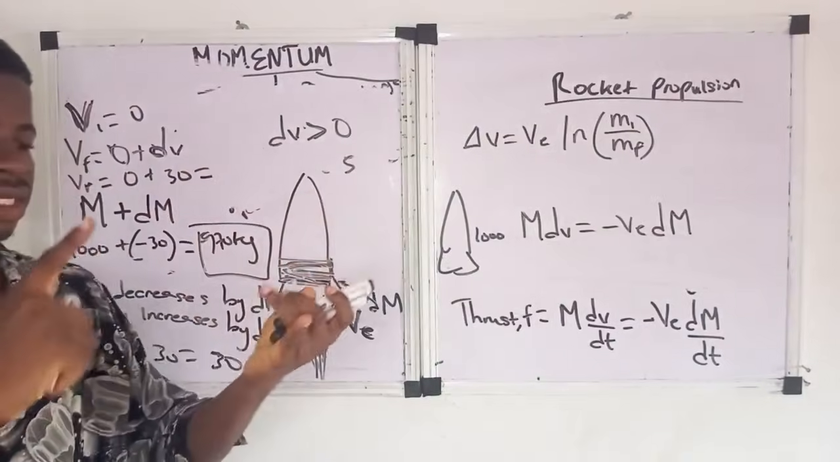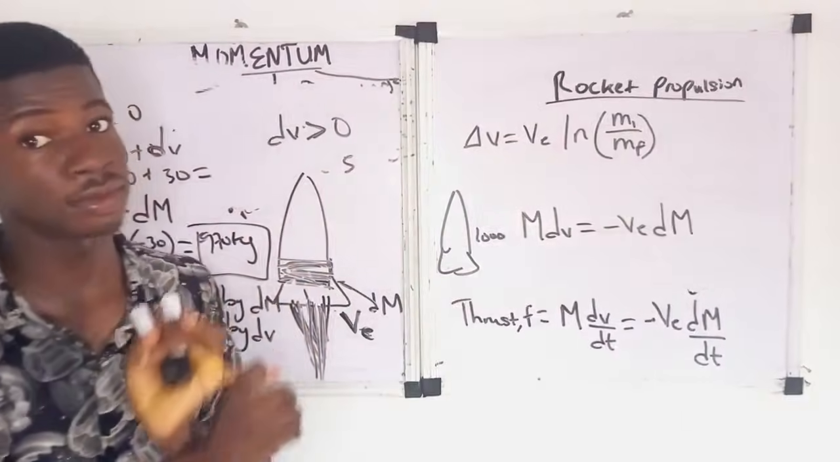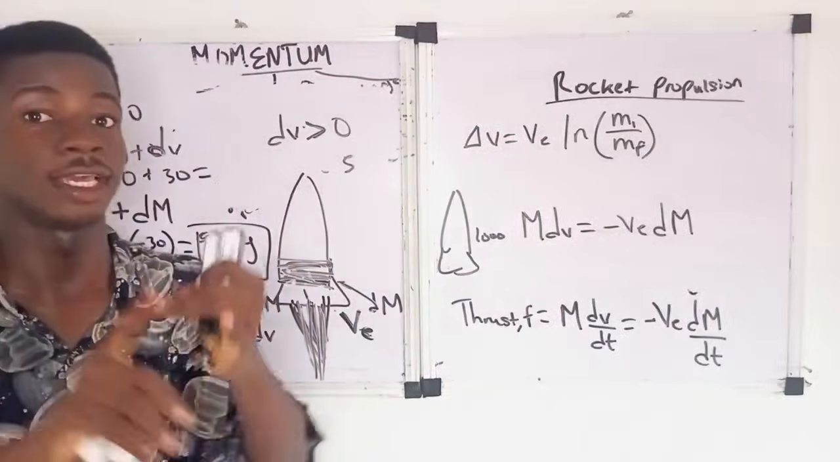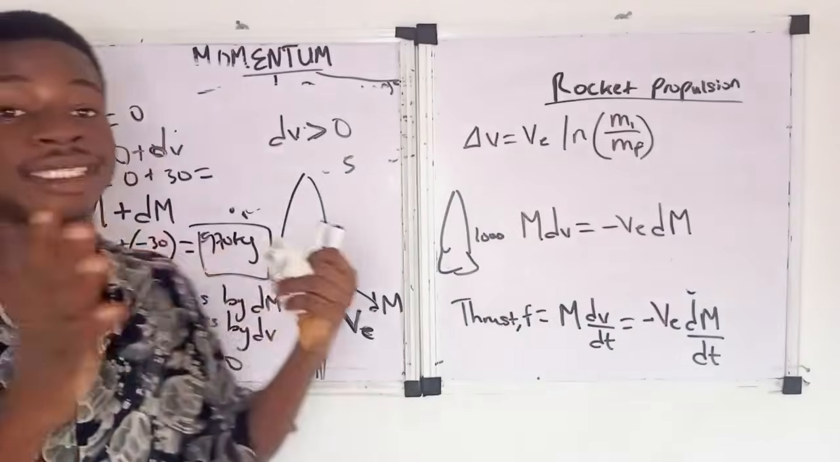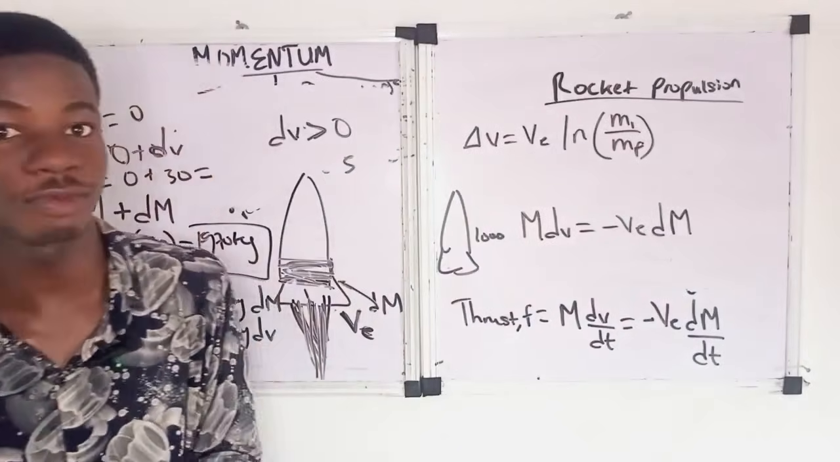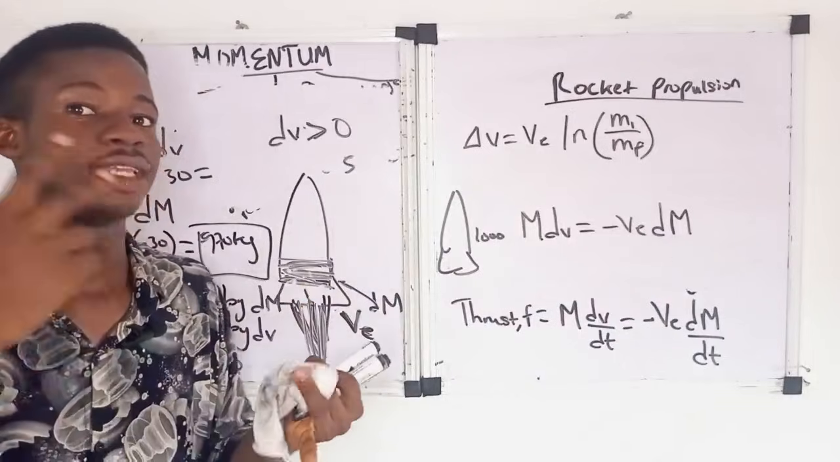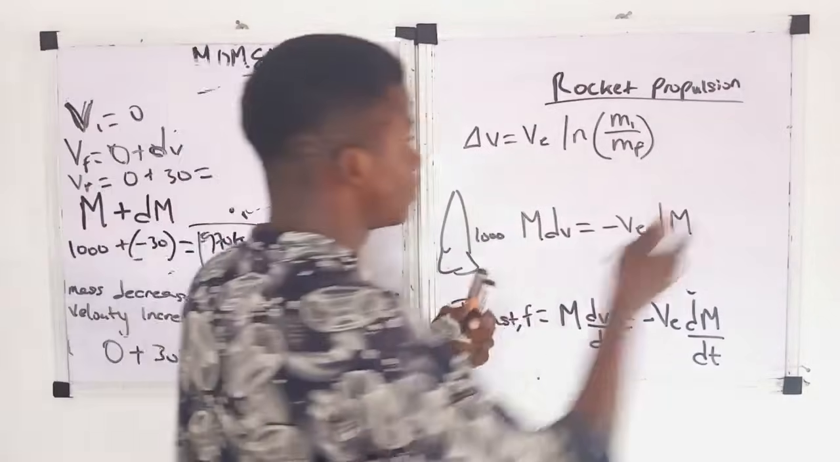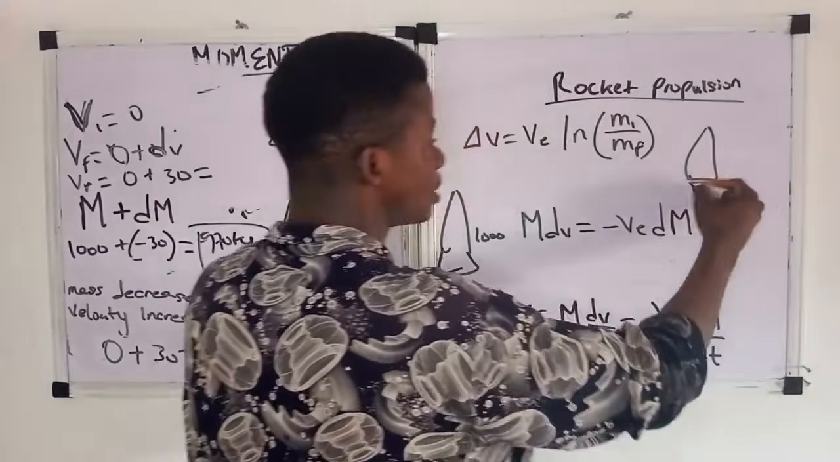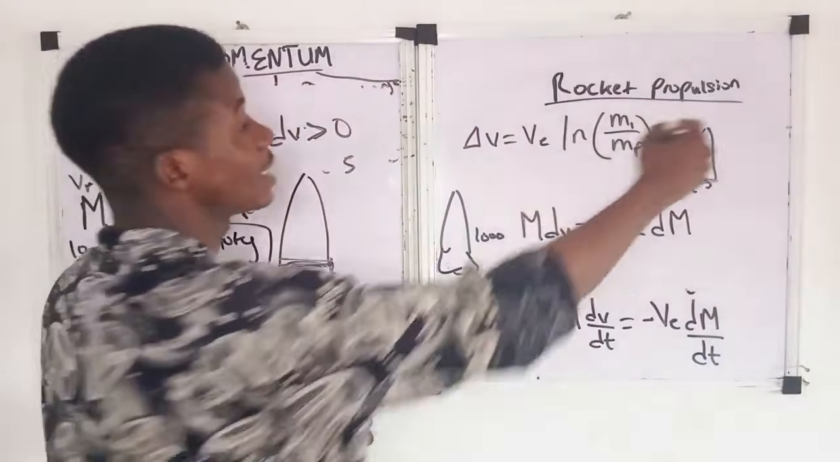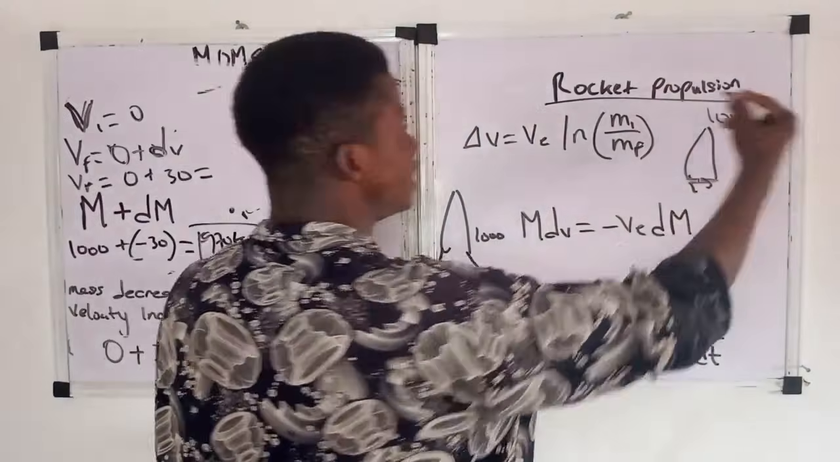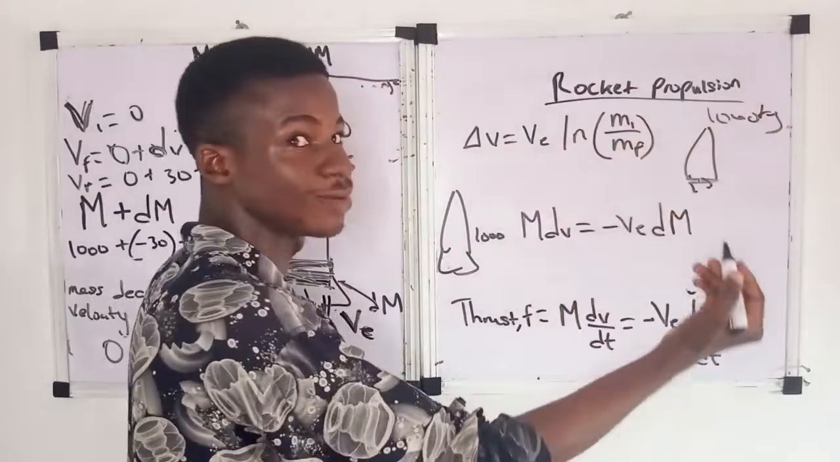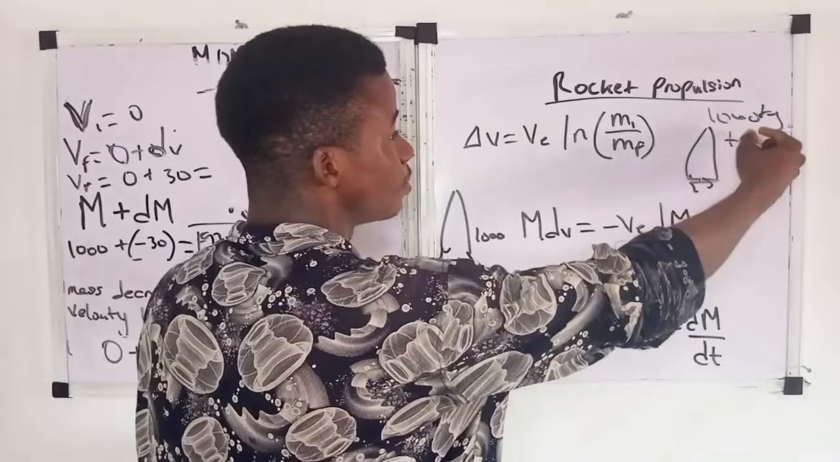So in summary, before launching the rocket, the mass of the rocket remains intact before we burn, right? Yes, the velocity initially is zero, the mass is very big. So let's say, for example, this is the mass of the rocket, and before we launch the rocket, the mass is very big, let's say 1000 kg.